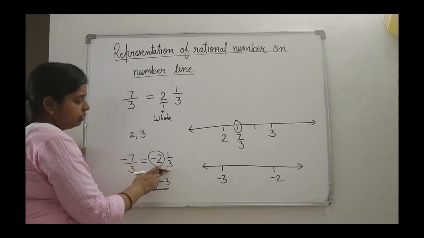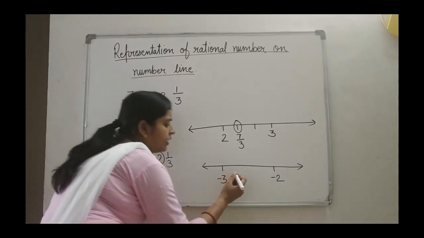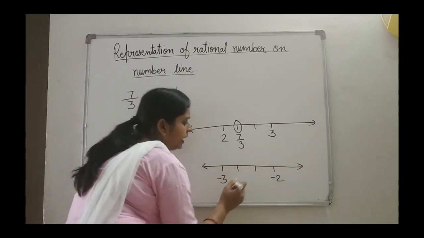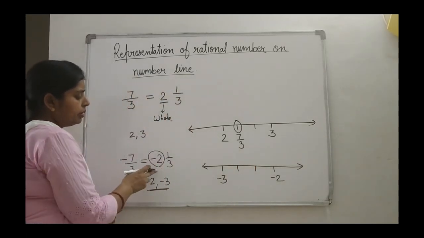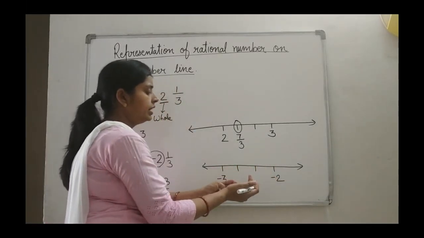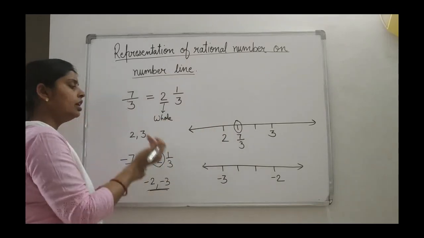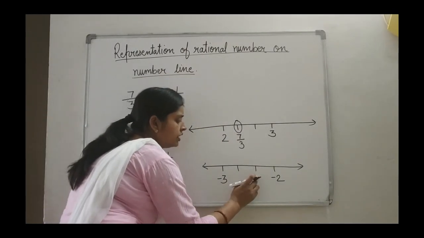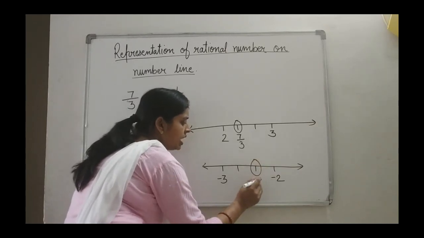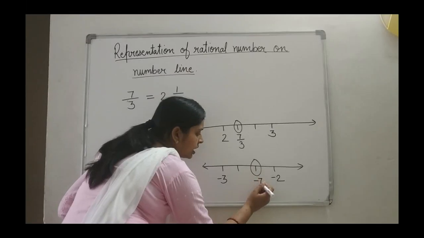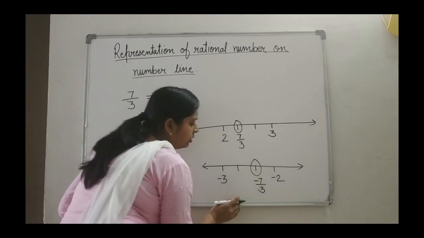Now again, what is the denominator? 3. So we divide it into 3 parts by drawing 2 lines between them. The number is minus 2 1 upon 3. So minus 2 is here, and because the number is negative, we move to the left-hand side. Minus 2 is here, so the first position is this. This will be minus 2 1 by 3, or we can say this will be minus 7 upon 3. Okay.